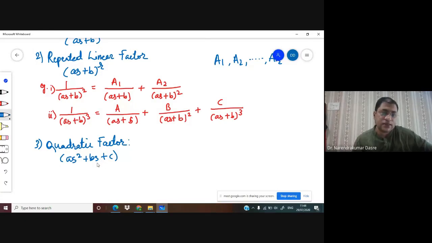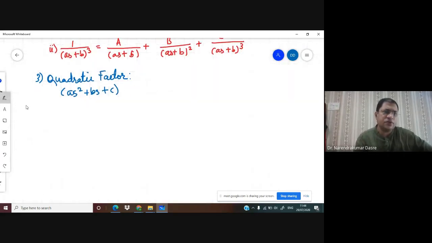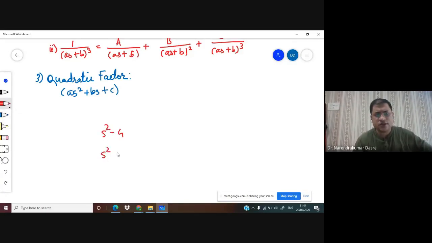No. This is an irreducible quadratic factor. So when we say quadratic factor, it is going to be an irreducible quadratic factor. So for example, I have two terms here. Okay, so I'll be having s² − 4 and s² + 4. So we need to decide which one of these is quadratic. Okay, so whether this is quadratic or this is quadratic.